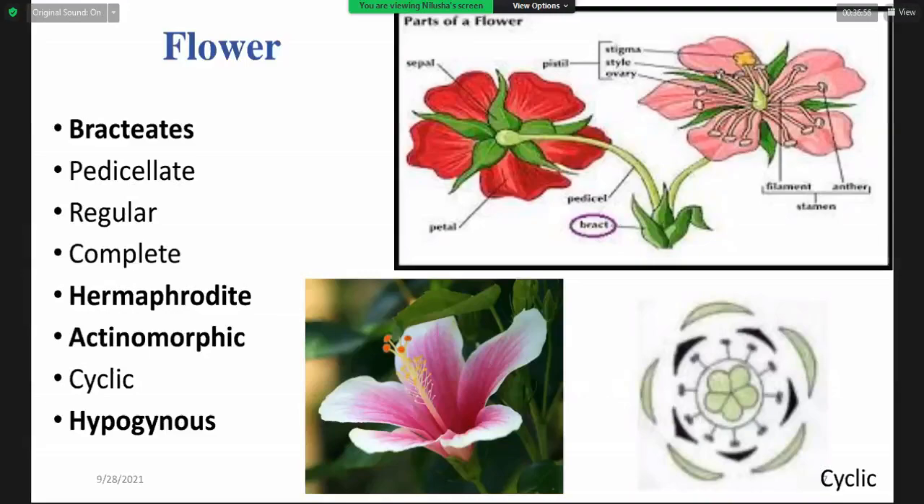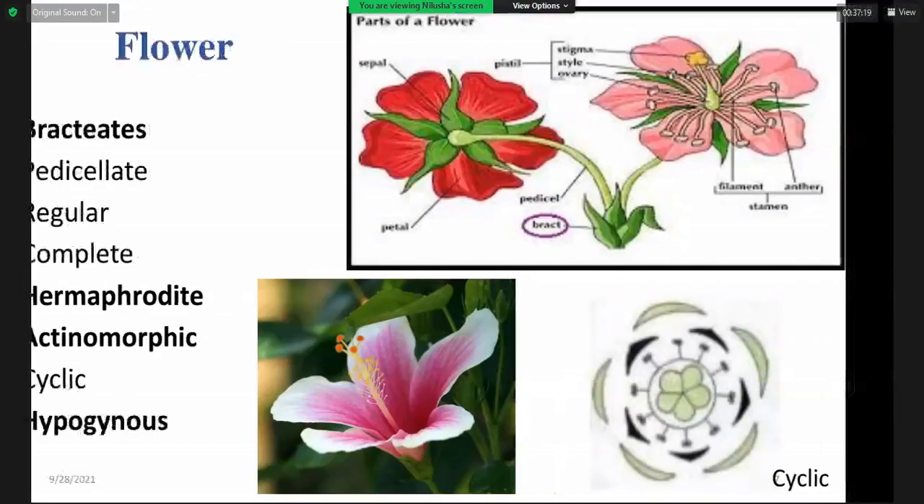Next one is the hypogynous. What is hypogynous? Superior ovaries. Yeah, the ovary is superior. That means the ovary is situated above the calyx. That ovary we call a superior ovary. Is it okay to all? Yes, ma'am. Yeah.